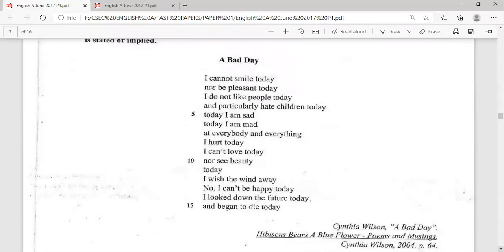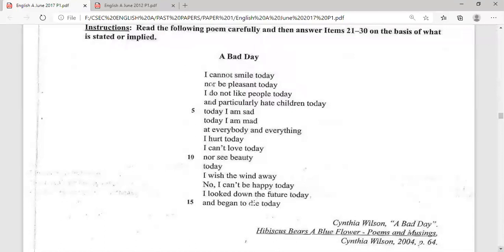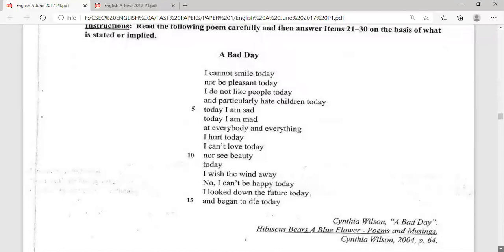I cannot smile today, nor be pleasant today. I do not like people today, and particularly hate children today. Today I am sad, today I am mad at everybody and everything. I hurt today. I can't love today, nor see beauty today. I wish the wind away. No, I can't be happy today. I looked down the future today and began to die today.